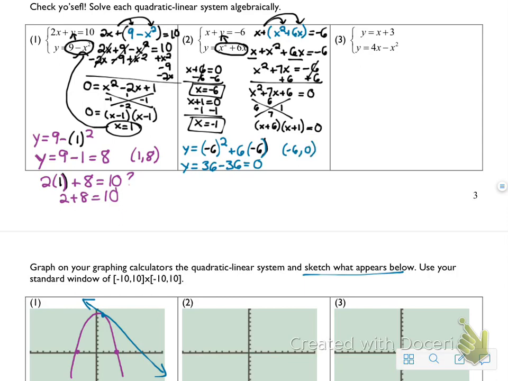The other point, y equals negative 1 squared plus 6 times negative 1. And we end up with negative 1 squared is just 1, and then 6 times negative 1 is minus 6, equals negative 5. So our other point should be negative 1, negative 5. So let's graph this and check.